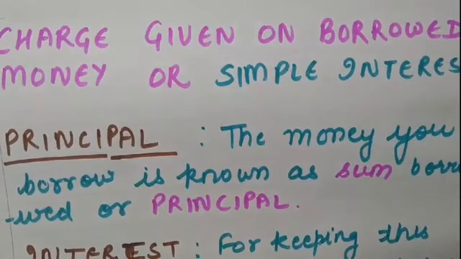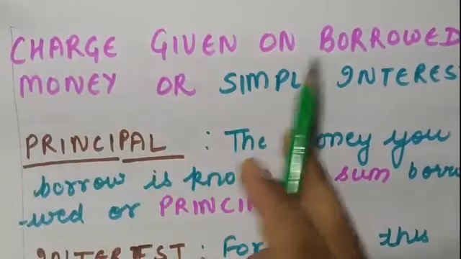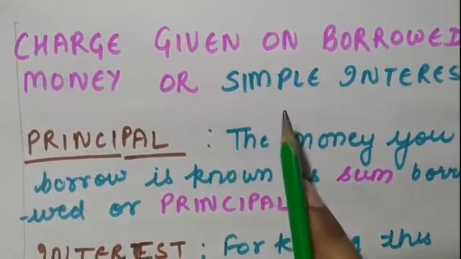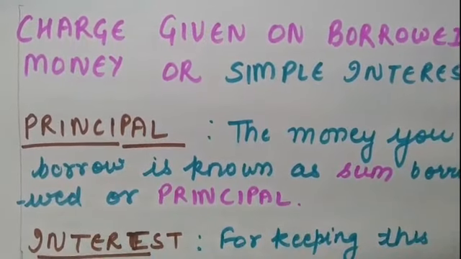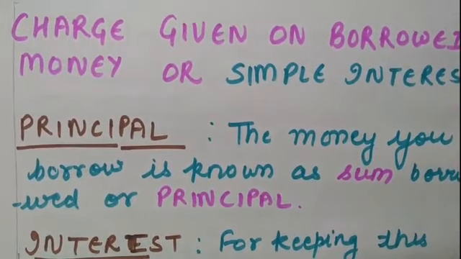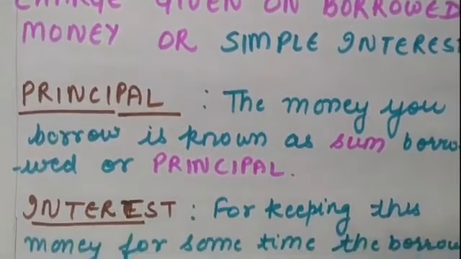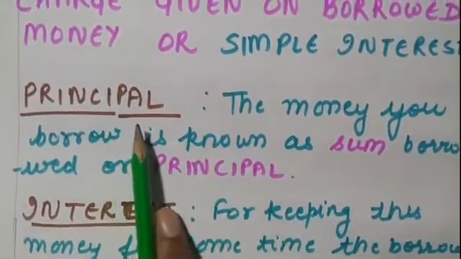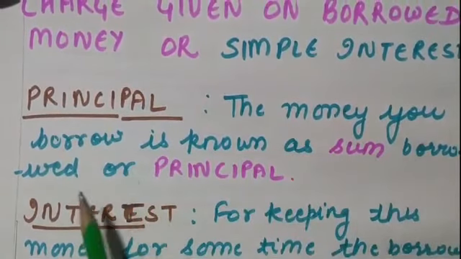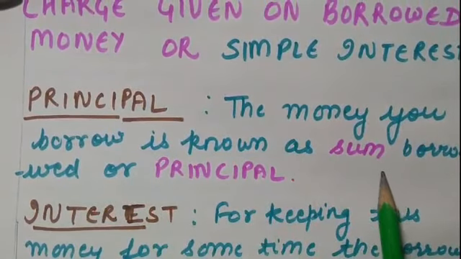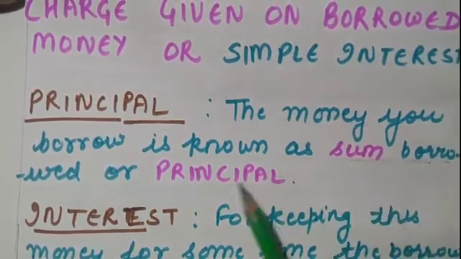After profit and loss, we have discussed the charge given on borrowed money, or you can simply say simple interest. We have learned about simple interest. Here are some important terms related to this topic, so let us discuss them. First one is principal. What do you mean by principal? The money you borrow is known as sum borrowed or principal.